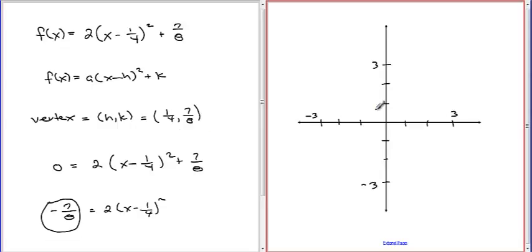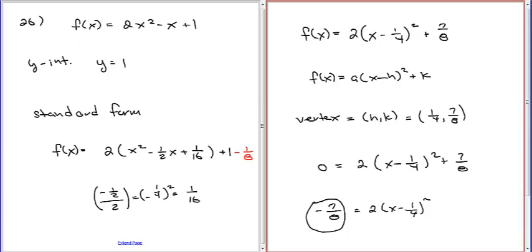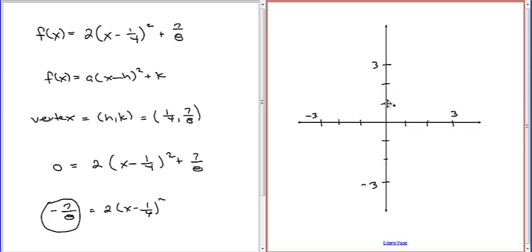So we do have the vertex. It's a quarter, which is about right there, and 7/8, which is about right there. We do have the y-intercept, which is 1. So it's right there. And so we know we've got a point right about there that's 1. And then it's going to go like this, upward.